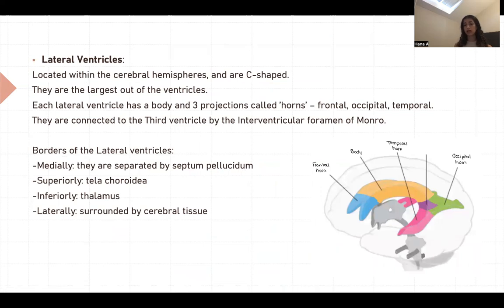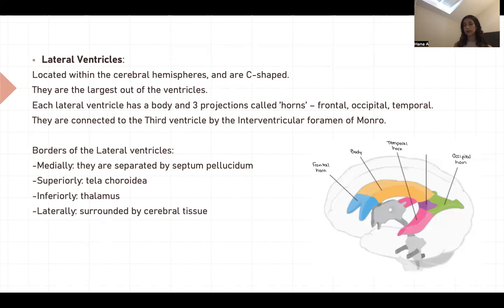So the lateral ventricles, as we already said, we have 2 of them, one located in each cerebral hemisphere. They are C-shaped and they're the largest out of the ventricles. Also important to know is that these lateral ventricles have 3 projections called horns, and they're named based on their location. So it's pretty easy. We have the frontal horn in blue, we have the occipital horn, and then the temporal horn. And then what's left of the lateral ventricles is called the body of the lateral ventricles. Finally, these lateral ventricles are then connected with the 3rd ventricle through the interventricular foramen of Monro.